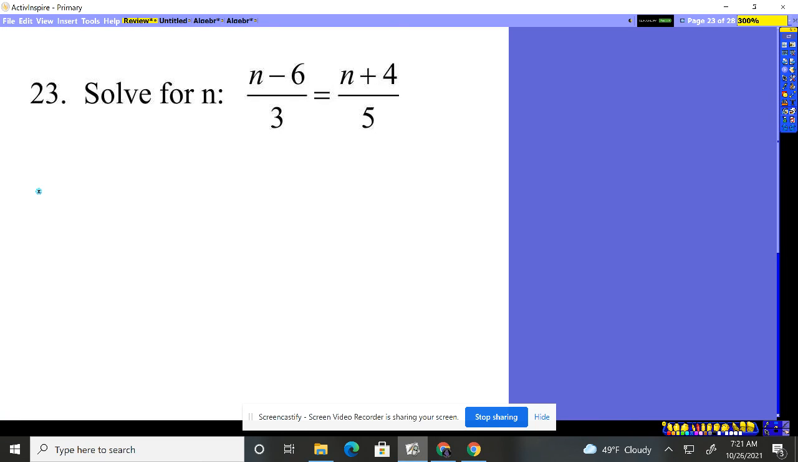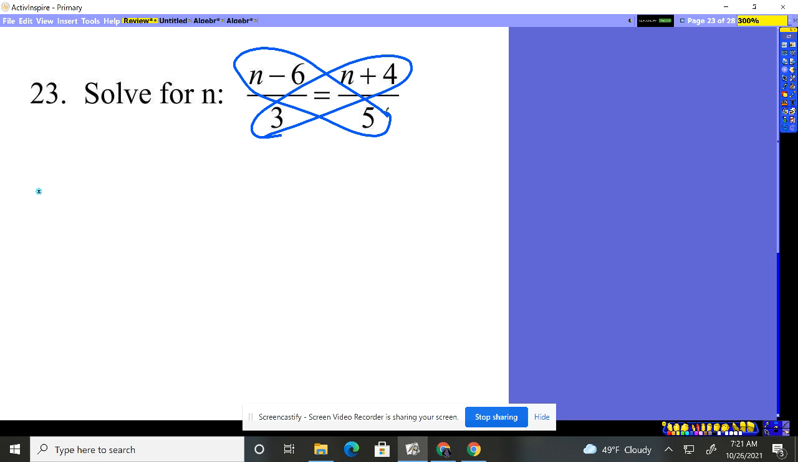Number 23, solve for n. I have a fraction equal to a fraction. This is what we like to think of as the butterfly method. These multiplied equal these multiplied.